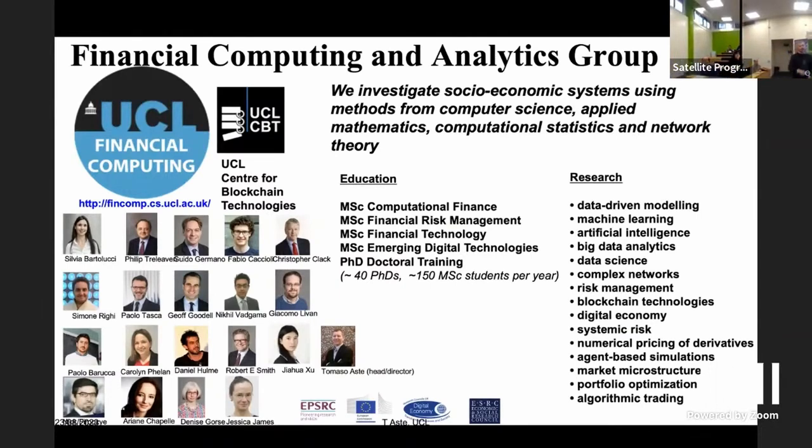Actually, it's a pretty large group. Academics-wise, 15 people, about 50 PhD students, and we have four masters now, with a couple of other students every year. And we founded the Center for Blockchain Technology. We are now founding the Center for Sustainable AI, and all this kind of stuff. It keeps me busy, sometimes on nice things, sometimes on much less nice things.